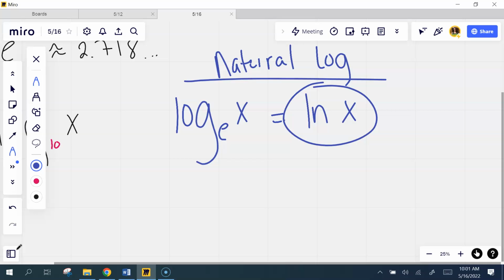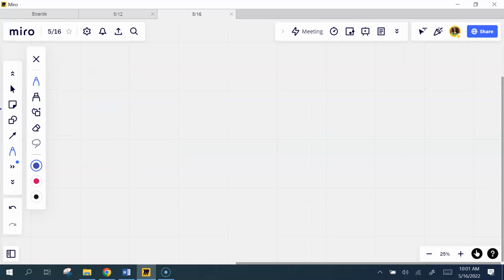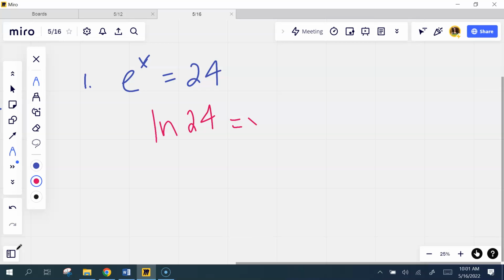So let's look at number 1. We have e to the x equals 24, and it says to rewrite this in logarithmic form. So what does this look like in logarithmic form? That's exactly right. ln, which is the same thing as log base e, of 24 equals x. Instead of writing log base e, we just write ln. We still read it log. We don't really read it natural log. If you want to say natural log, you can. We still usually just say log 24. But written down, that's natural log.